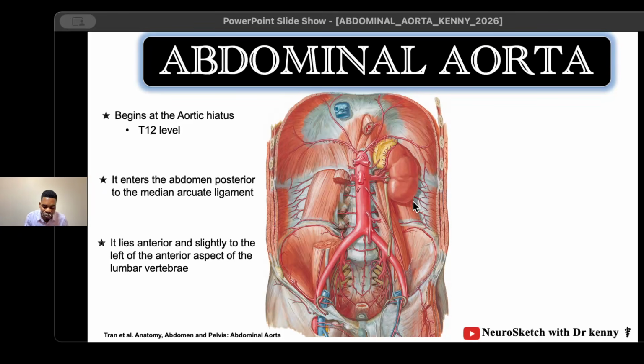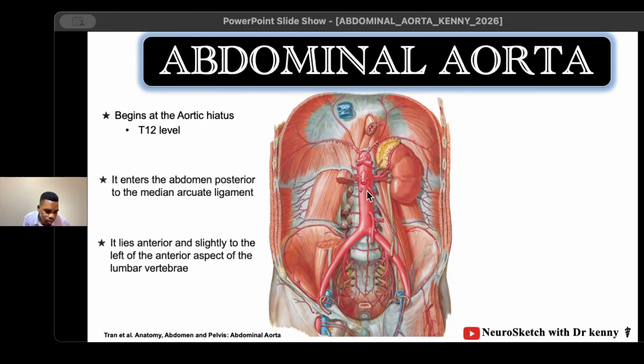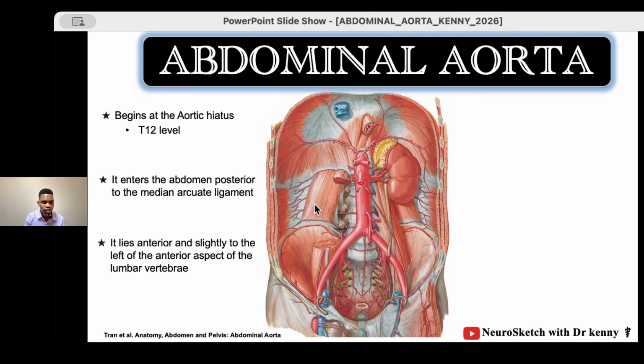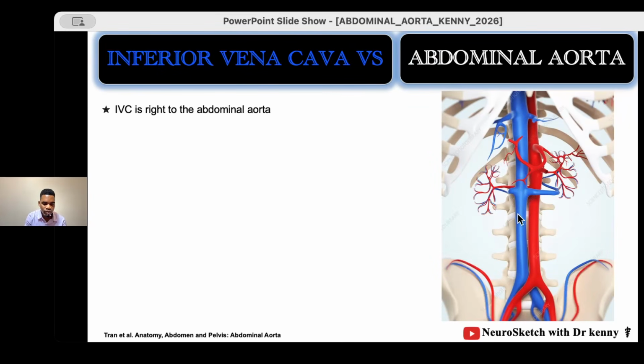Now, why to the left side? You can see the aortic arch is curving toward the left side, and so this is why it is a little bit on the left side of the lumbar vertebra. Now, what's the relationship between the inferior vena cava and abdominal aorta? The inferior vena cava is on the right side of the abdominal aorta. Remember, we've said that the abdominal aorta is a little bit twisted to the left side, and so the right side is occupied by the inferior vena cava.